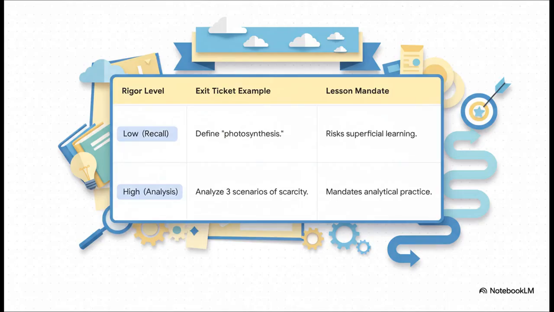Just look at this table. It makes the difference so clear. If your exit ticket is low rigor, something like define photosynthesis, well, your lesson only needs to cover basic memorization. But if your exit ticket is high rigor, demanding students analyze scenarios and justify their choices, well, now your lesson has to include practice with those deep analytical skills. The assessment literally becomes the engine driving everything.